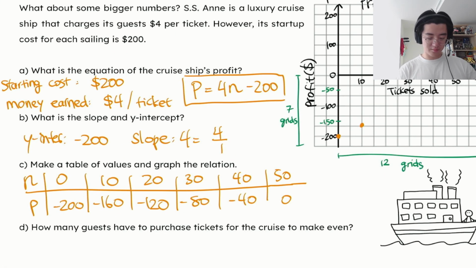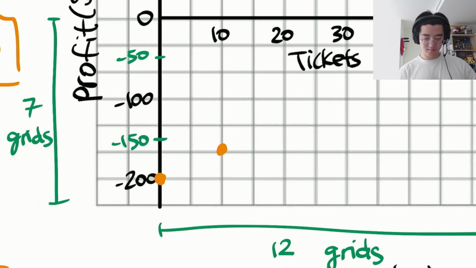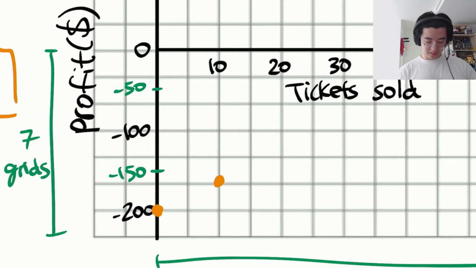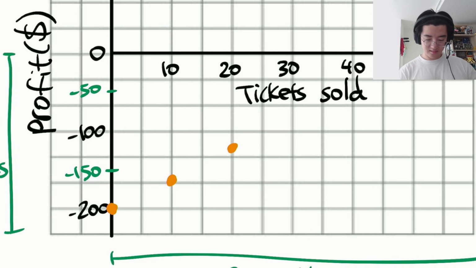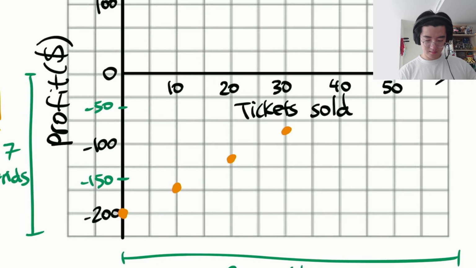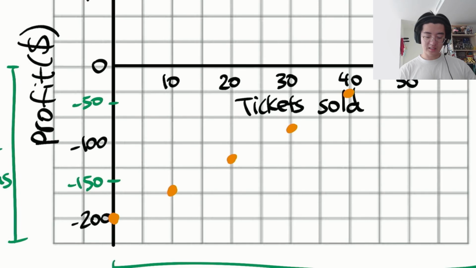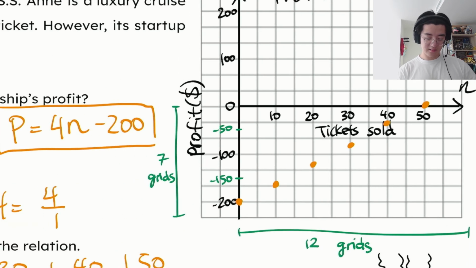At 20, it's negative 120, somewhere around here. 30 is negative 80. 40 is negative 40. And at 50, it's at 0. Okay, grab our ruler and graph this guy. Again, the dots are not entirely aligned, but as long as it's close enough, it's not very important here.